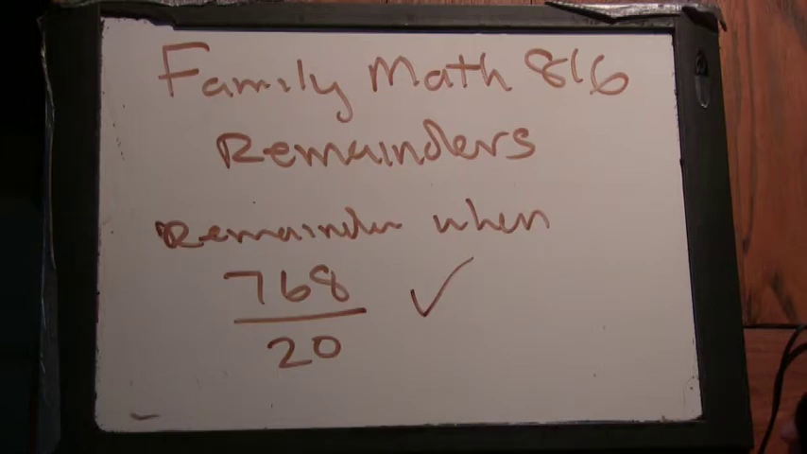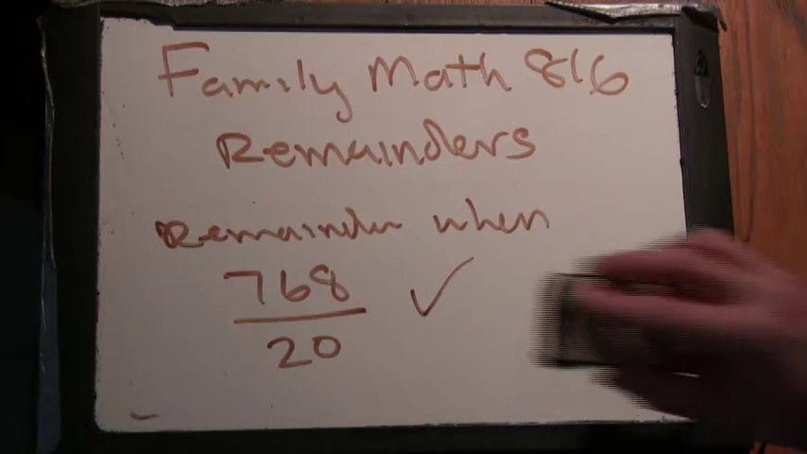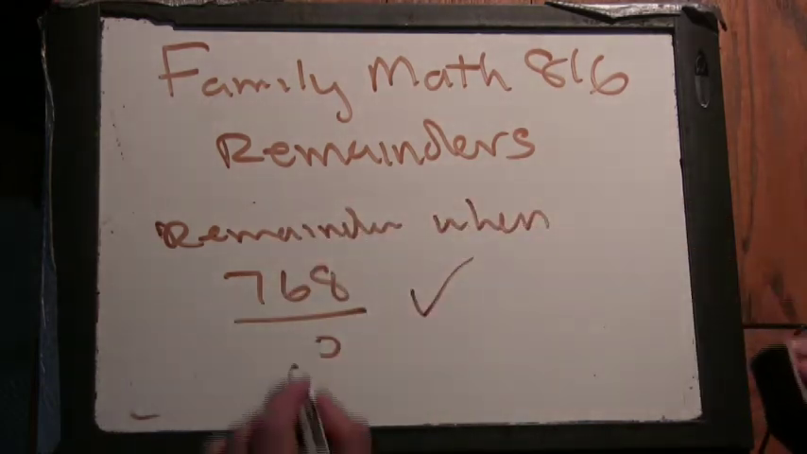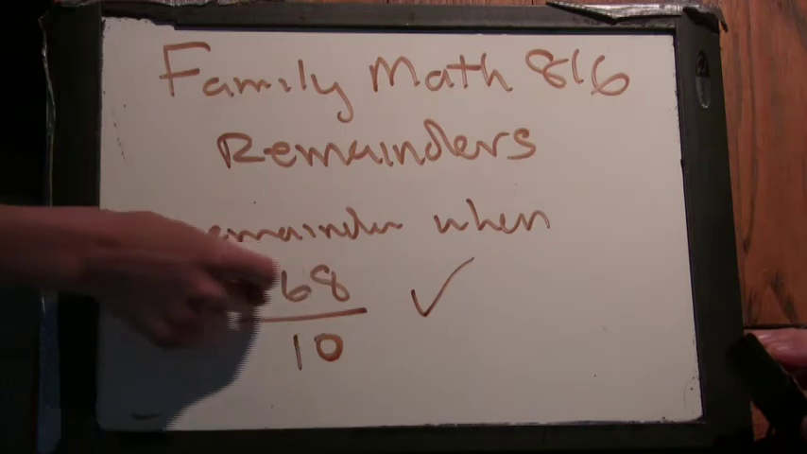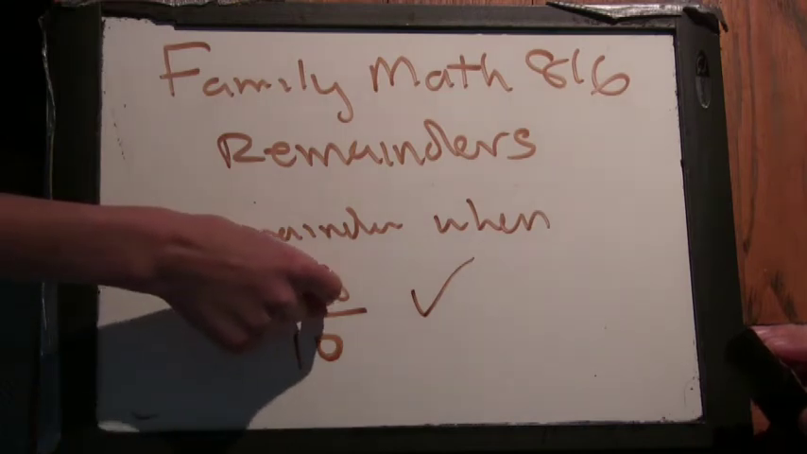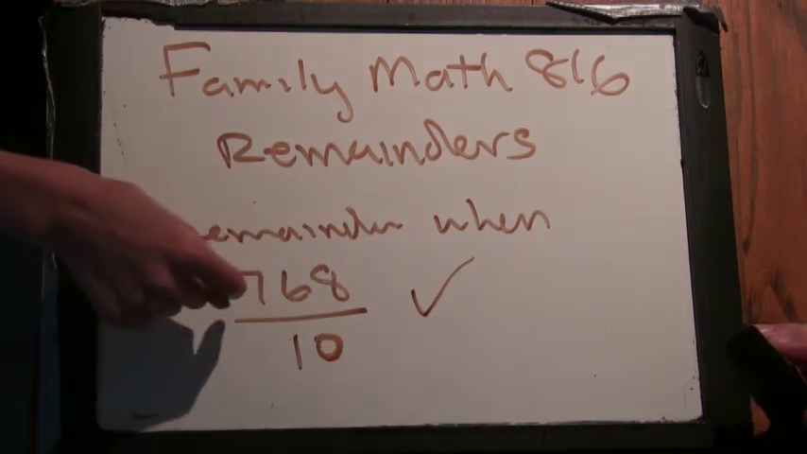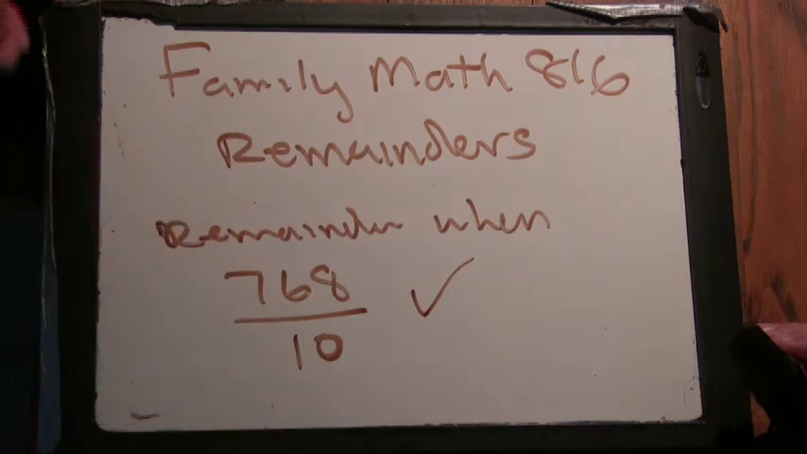Okay, so give me that problem. So you could just do 768 divided by 10. And why is this an easy problem? Well, if you look at these digits, it's really easy to find a multiple of 10. Okay, which is what? 770. 770. So that would be a remainder of negative 2, or 8.